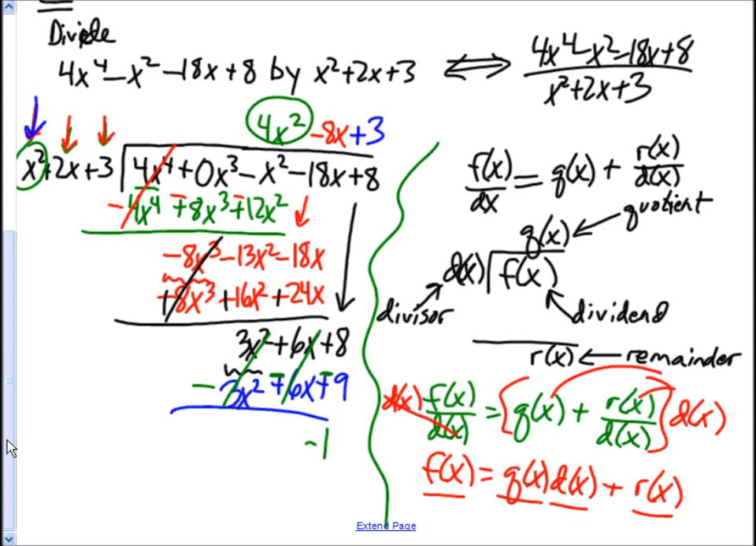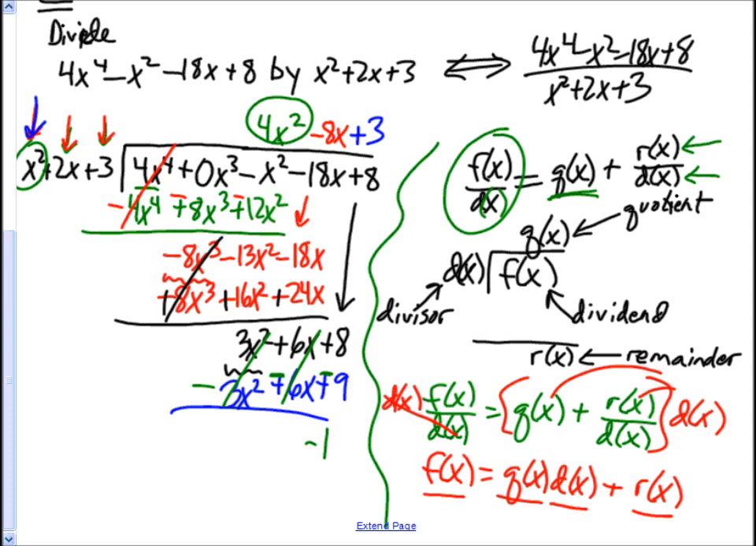Notice over here again, f of x over d of x. So f of x is our dividend, d of x is our divisor, and this is our quotient. So we write our quotient, and then we write the remainder over our divisor, okay? Very similar to how we did that, just like the numbers there.